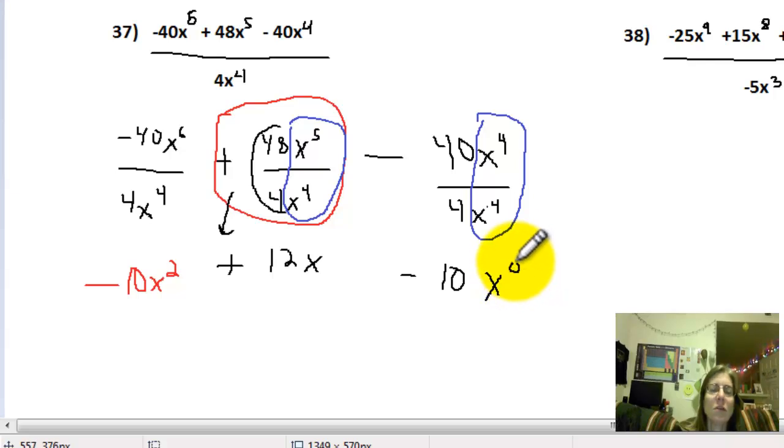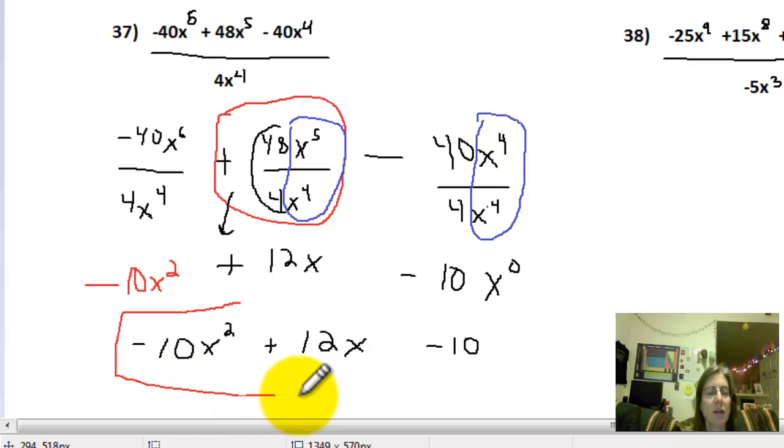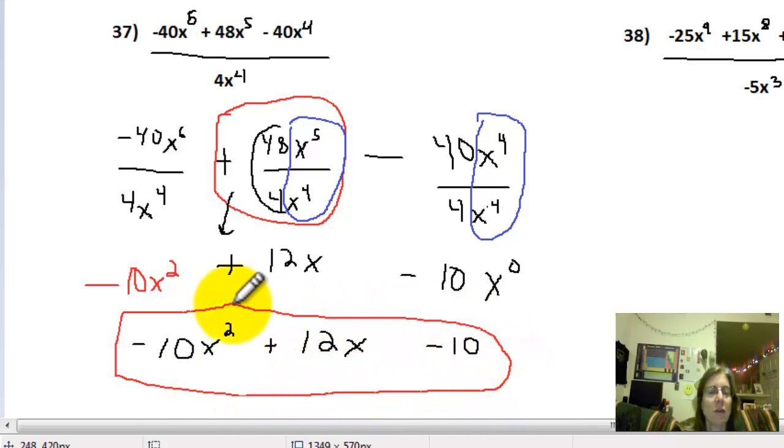X to the 0 is equal to 1. So that makes this whole term turn into just negative 10, because negative 10 times 1 is negative 10. So we're done with this expression. When we write it all out, negative 10 x squared, and our simplified answer, because it's an expression and there's nothing equal to it, so it's an expression and we simplified it.